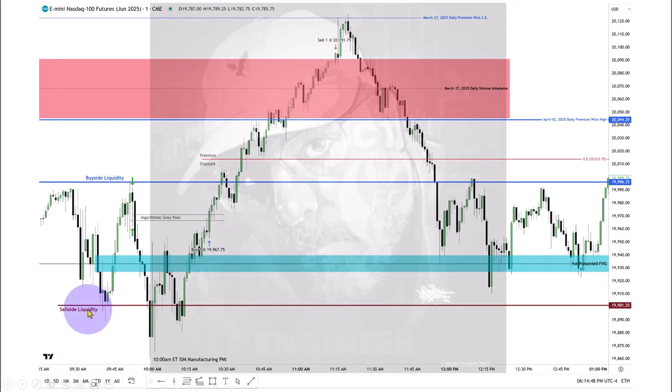19,901.25 is that sell side liquidity pool from the London low. And then we have the old buy side liquidity. And then this line is going to disappear. It's not salient to what we're going to see in the afternoon. And then we're going to extend this daily volume imbalance over as well. And I'll leave this here for reference.